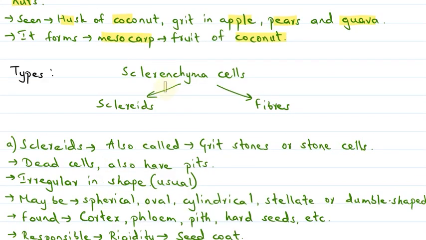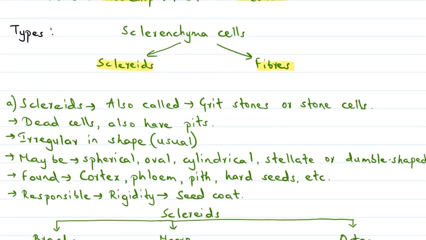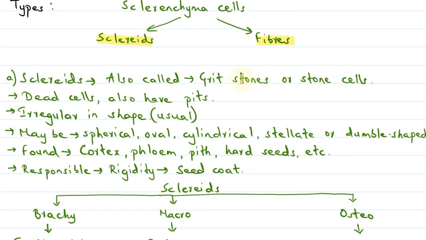Then we also discussed that these sclerenchyma cells can be divided into two types based on the structure of these cells, and the two types are sclerites and fibers. So first we discussed sclerites. Sclerites are also called grit stones or stone cells. These sclerenchyma cells are dead cells and they also have pits.